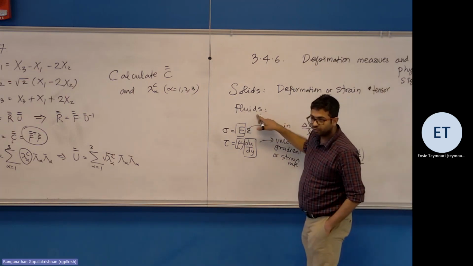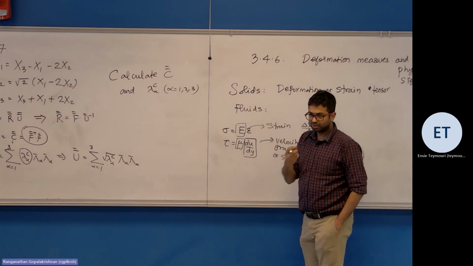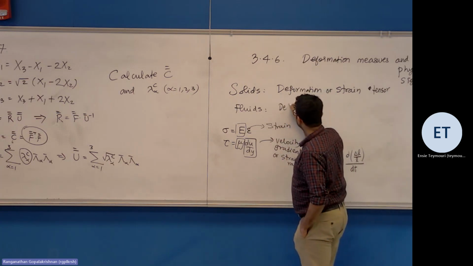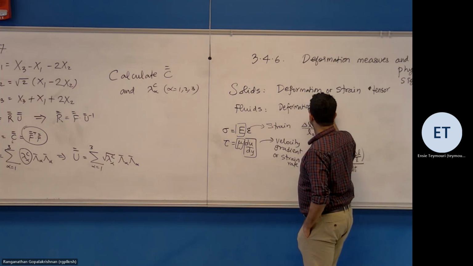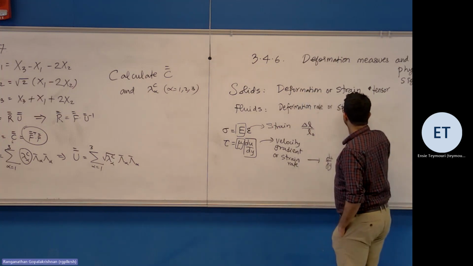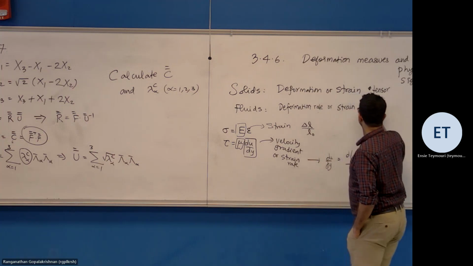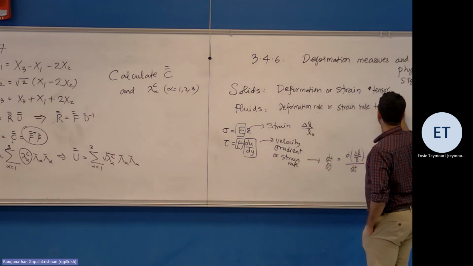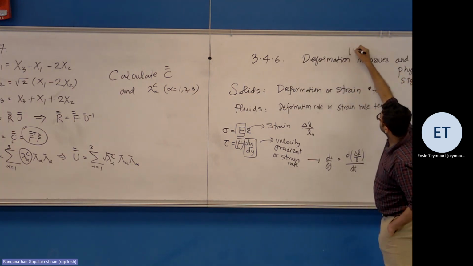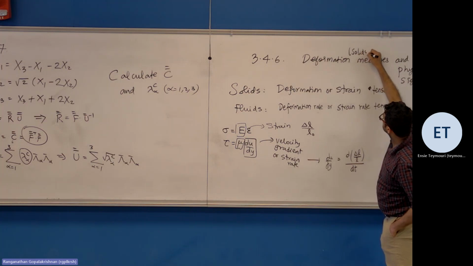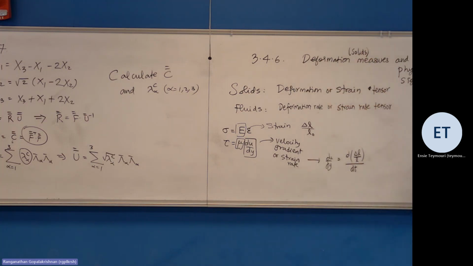If you are interested in fluids, the more appropriate quantity to describe a fluid is the deformation rate or strain rate tensor. So we are going to derive both of these quantities under the heading of deformation measures. Of course, when we say deformation measures, we are now going to talk about solids, but hopefully next lecture we are going to talk about rate of deformations, which is more appropriate for fluids.